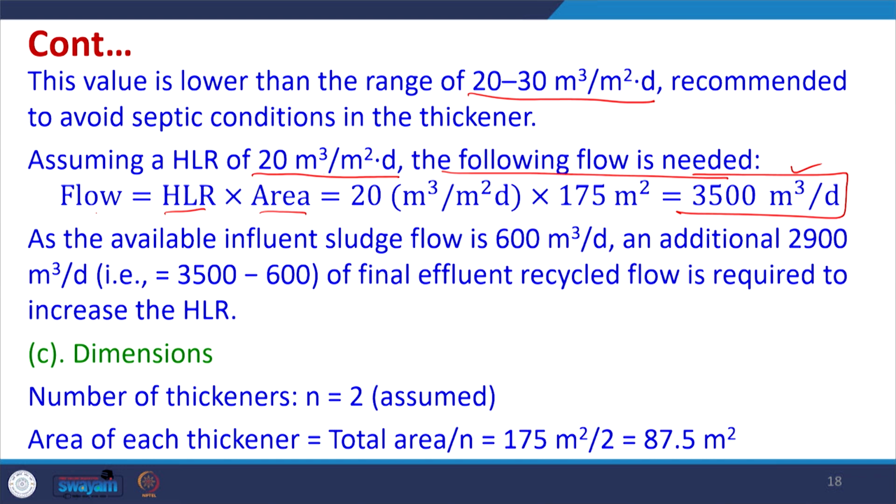As the influent flow rate is only 600 meter cube per day, an additional 2900 meter cube per day of final effluent is recycled flow, which is required to increase the HLR. Now, if we assume the number of thickeners to be 2, the area of each thickener will be 87.5 meter square.